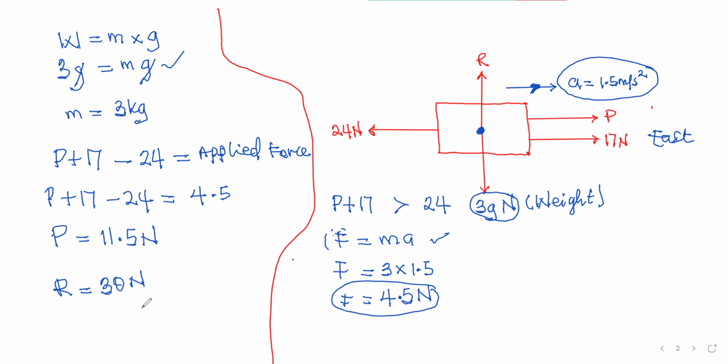Sir, please, if the reactional force is 30 Newton, does it mean the weight is also 30 Newton? You see, when the body lies flat on the floor, the weight is equal to the reactional force. So because there's no acceleration vertically, it means the weight of the box must be equal to the reactional force. That is why we are getting 30.